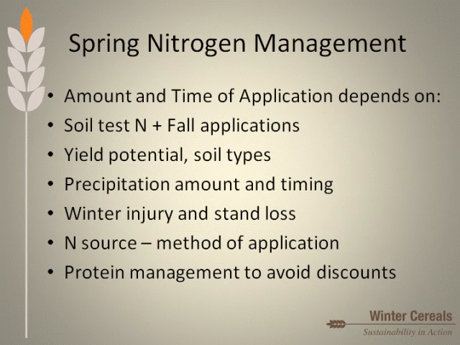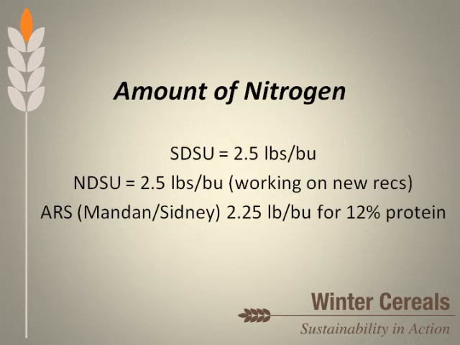But as we look at spring nitrogen and we think about amount and time of application, it depends on a number of things. One is obviously your soil test and any fall applications you need to take into account. Obviously, it involves your soil types and resulting yield potential, precipitation amount and timing in terms of application, and winter injury and stand loss, nitrogen source, and then your resulting method of application, and then the protein management, more to avoid discounts than to talk about protein premiums.